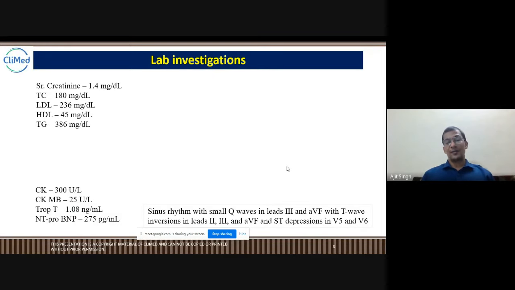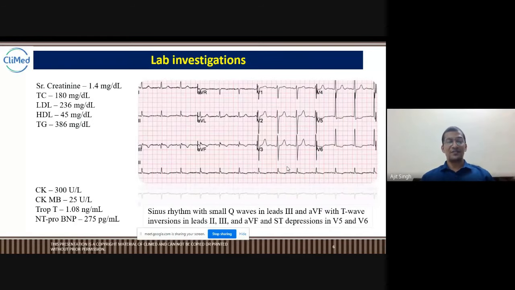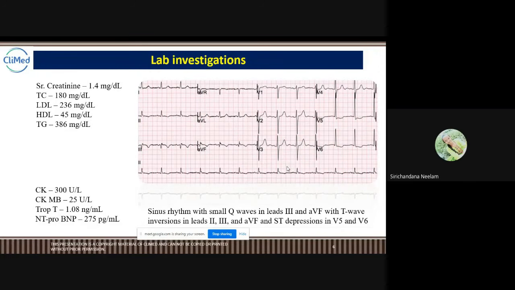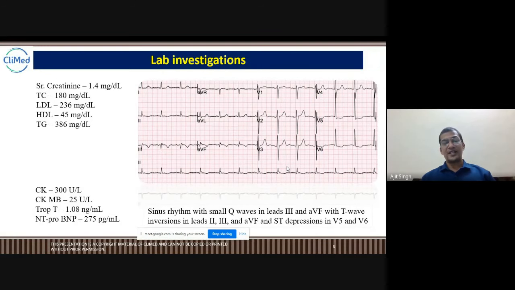Now look at the cardiac biomarkers. CK, creatine kinase, was 300 unit per liter, CKMB was 25 unit per liter, and troponin T was 1.08 nanogram per milliliter. NT-proBNP was 275 pg per ml. So can someone tell me what is the normal range of creatine kinase, guys? 22 to 194 units per liter. Okay, it is 22 to 198 unit per liter.